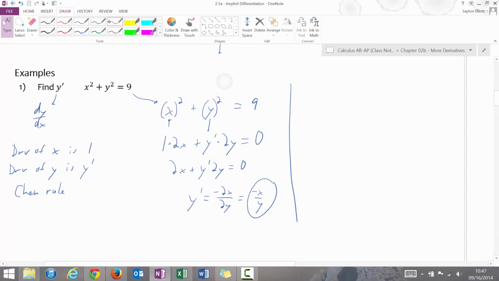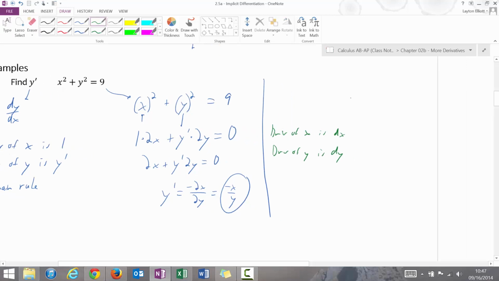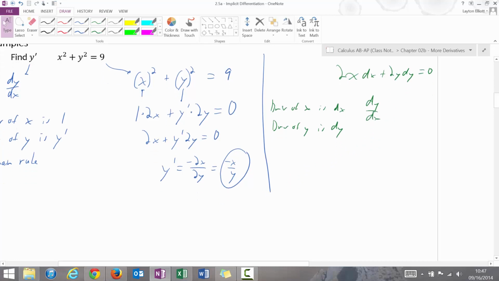Now, a second way that I'm just going to mention, but we're not going to use it a lot, is to say that the derivative of x is dx, and the derivative of y is dy. This is actually a more correct way to do it, but they're both fine. So what I end up with, when I take the derivative, is x squared is 2x dx, y squared is 2y dy equals 0. And I'm going to end up with the same result when I solve it for dy over dx. But I like our way better because, in essence, we already have everything divided through by dx, and we're solving for y prime, which is dy over dx.